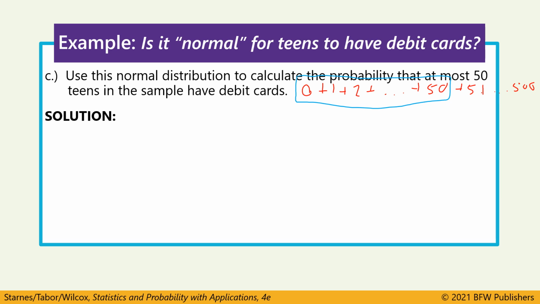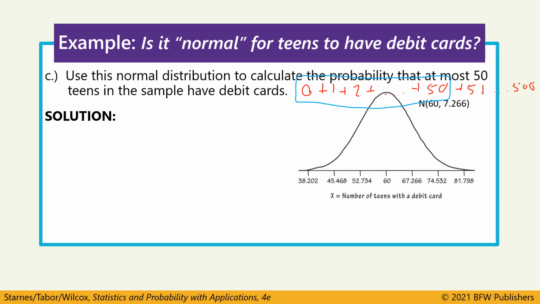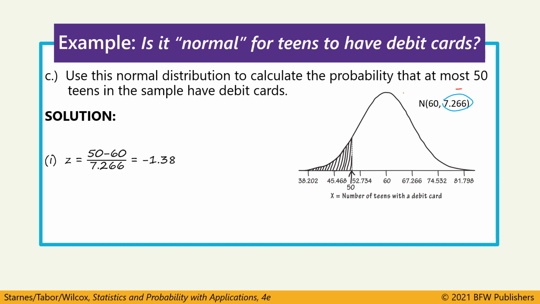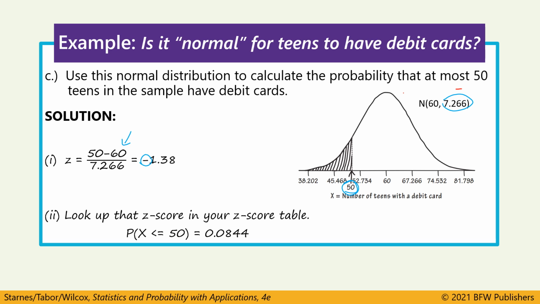So instead of using a binomial distribution, we're going to use this normal distribution. And we'll put right in the middle there the mean that we got on the last slide, 60, with a standard deviation of 7.266. What's the probability that we get at most 50? Draw that boundary, shade it in the appropriate direction, and now we're going to find a z-score. Remember, the mean always comes after that minus sign. This z-score should be negative because this value is to the left of the mean. Once we get that z-score, we look it up in our table, and we get our answer, 0.0844.